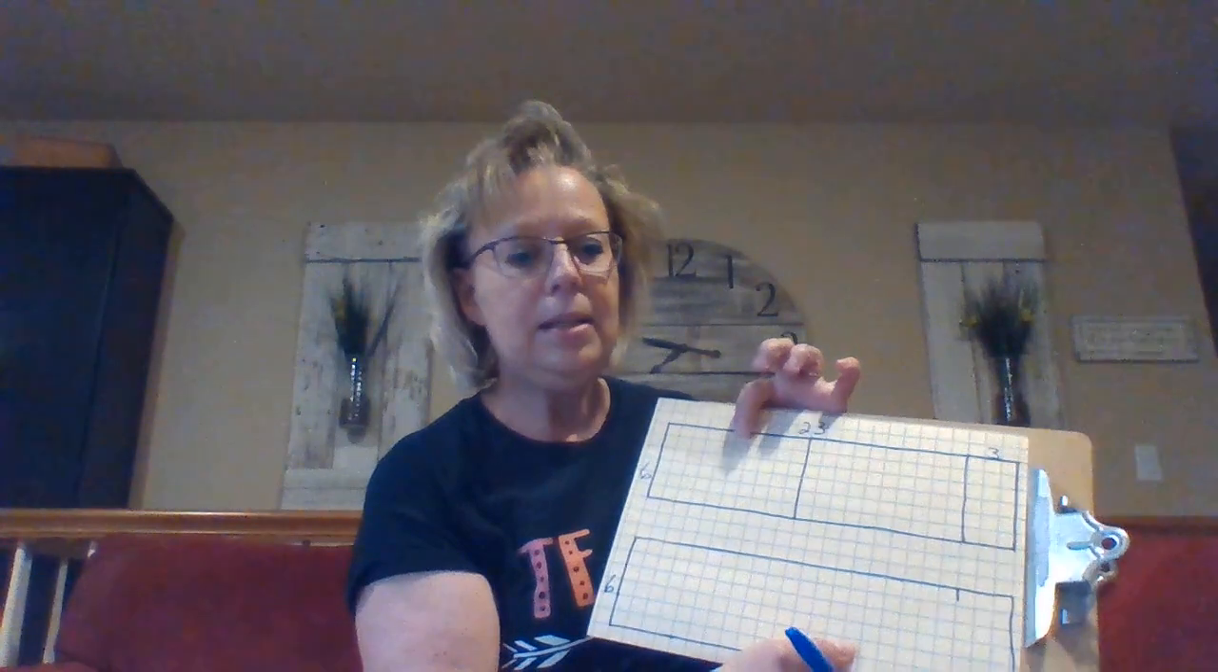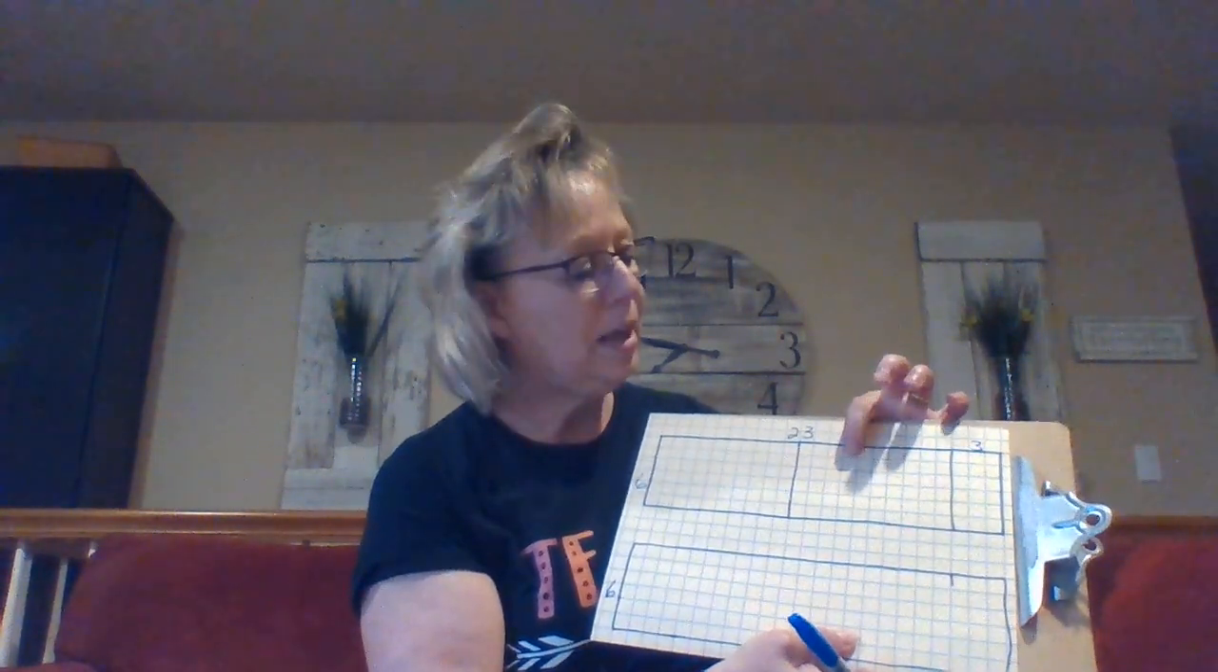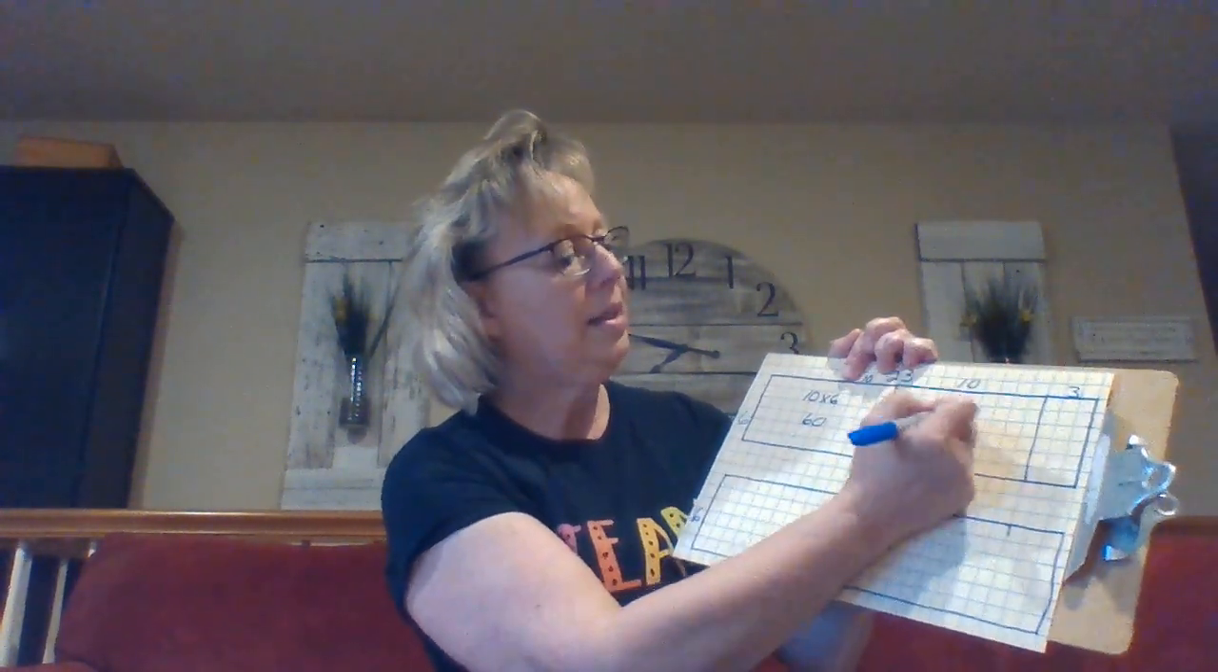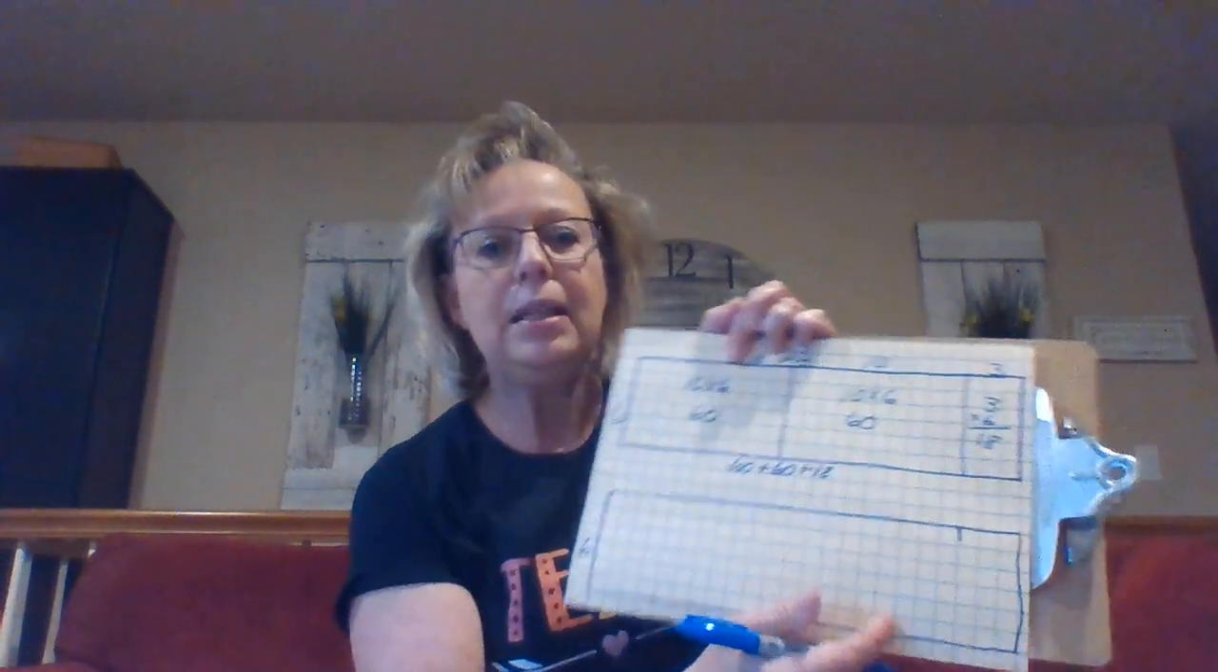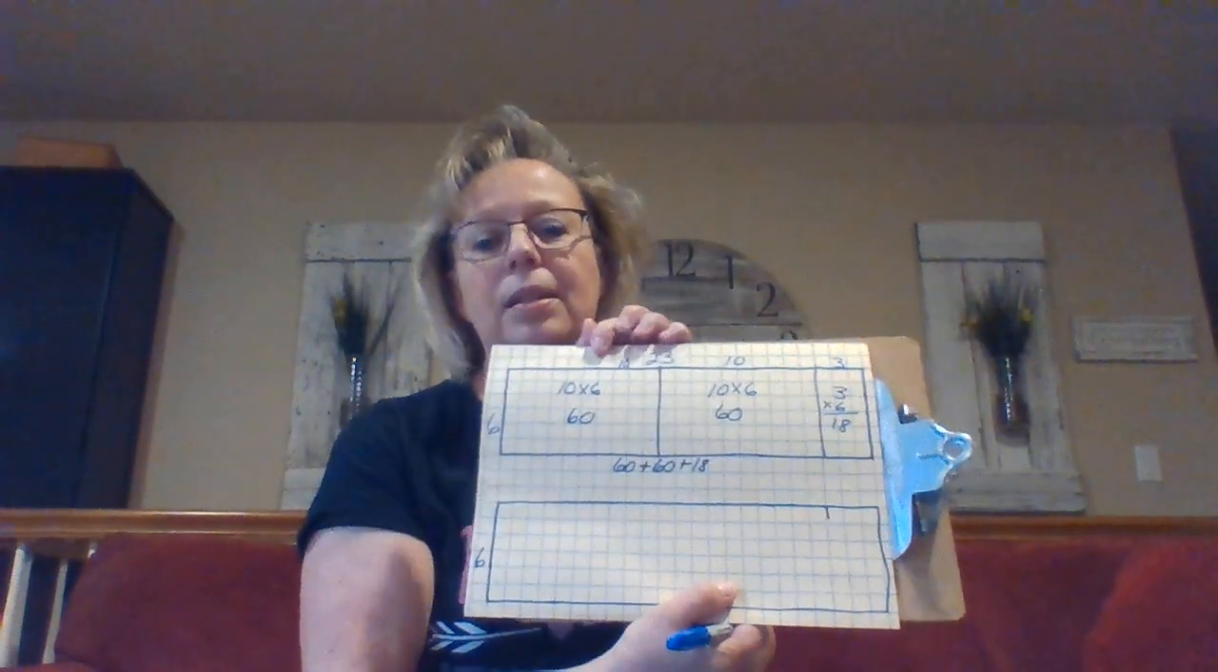So a 10 by 6 array is a 10 by 6 array and a 6 by 3 array. Well, 10 times 6, that would be 60. This 10 by 6 array is also 60. And then this array is 3 times 6, which is 18. So I would need to add 60 plus 60 plus 18 for this array model.